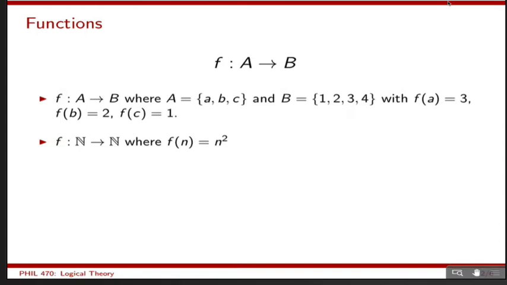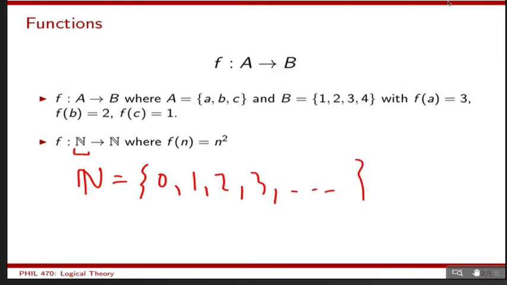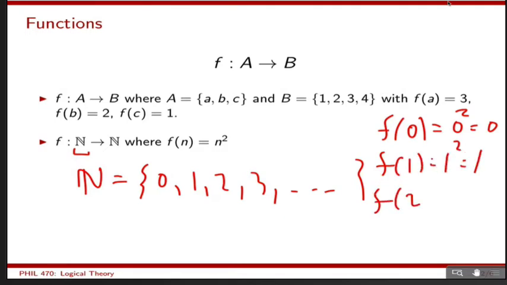Here's a more concrete example. f is a function whose domain is this set N, and the set N is all the natural numbers, the counting numbers starting from 0. So 0, 1, 2, 3, and so on. So f is a function that maps a natural number to another natural number, and it does so by squaring that number. So f of 0 is, of course, going to be 0 because 0 squared is equal to 0. f of 1 is equal to 1 squared, which is 1. f of 2 is 2 squared, which is 4, and so on.